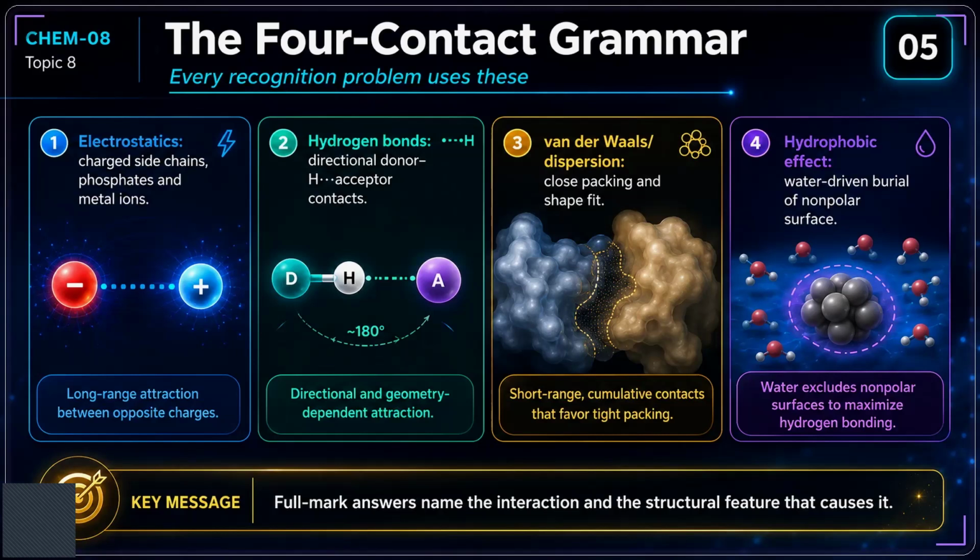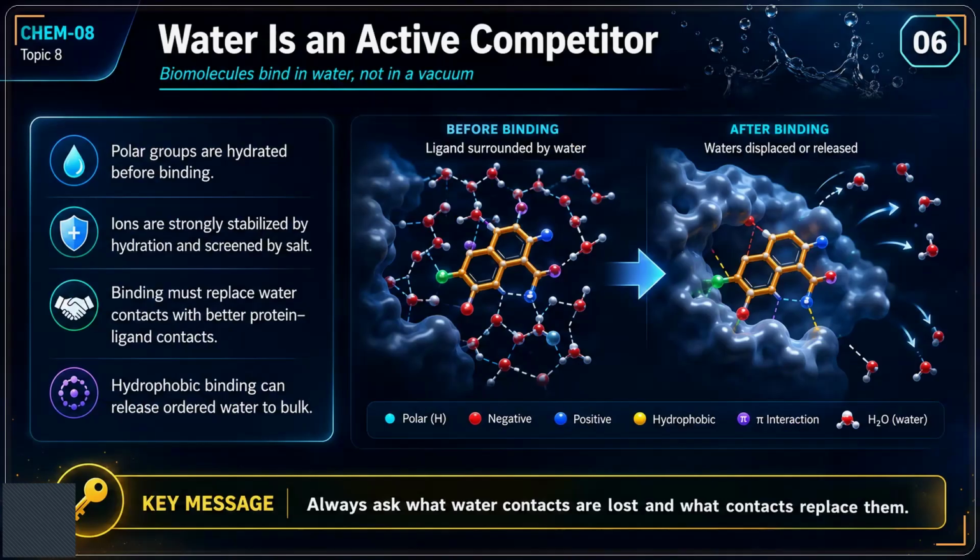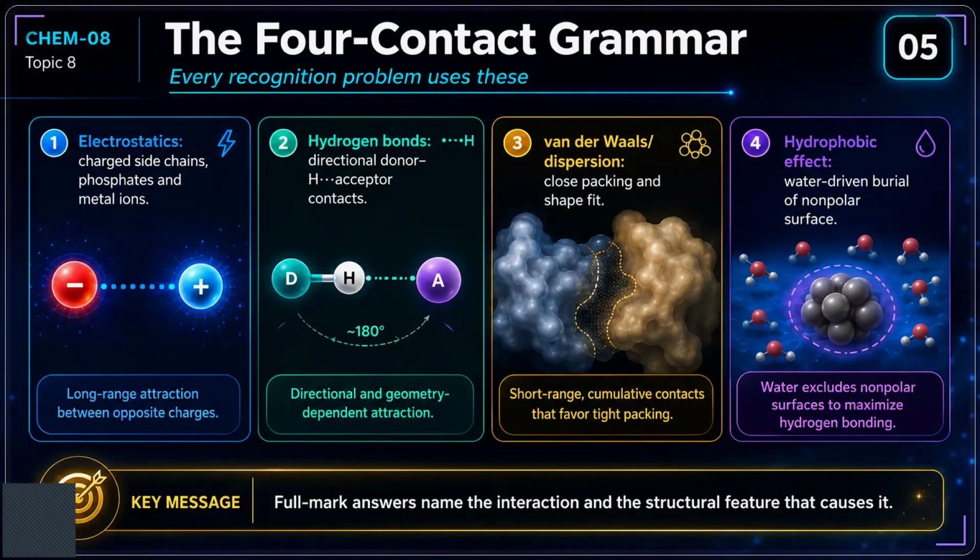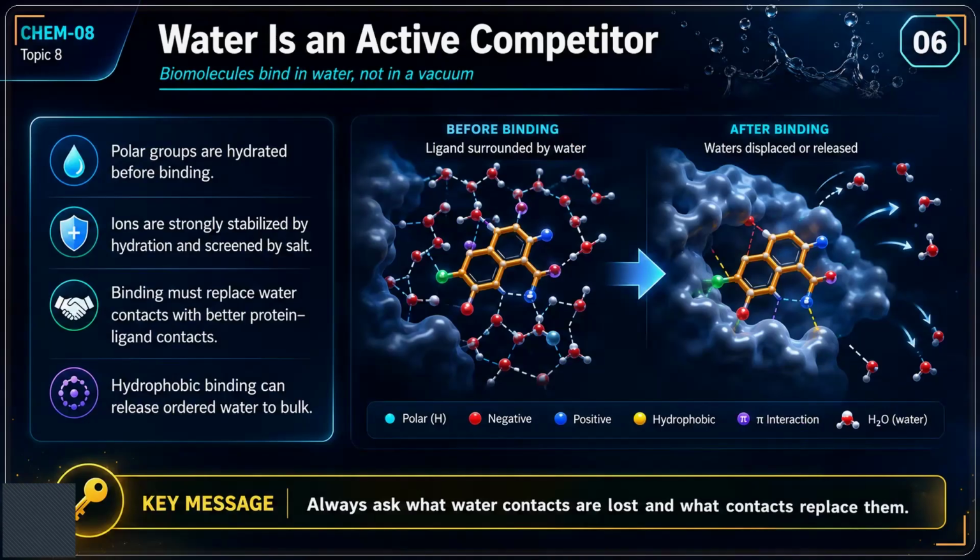Electrostatic interactions, hydrogen bonding, van der Waals, dispersion, and the hydrophobic effect, they all contribute, they all go hand in hand in what the shape is going to be. And obviously, there are consequences of pH, of temperature, of a variety of external parameters. Polar groups are hydrated, ions are stabilized. Binding must replace water contacts with a better protein-ligand contact because this is full of water.